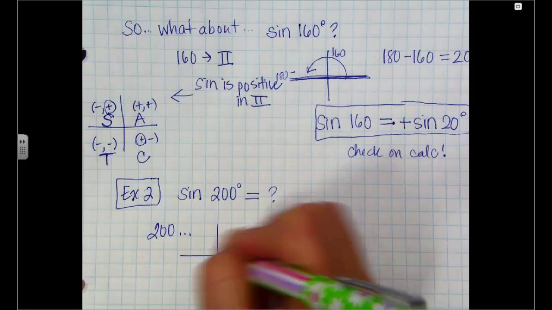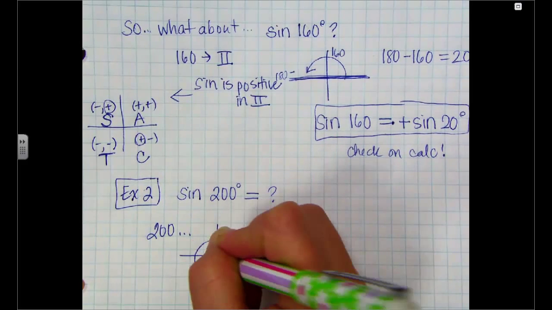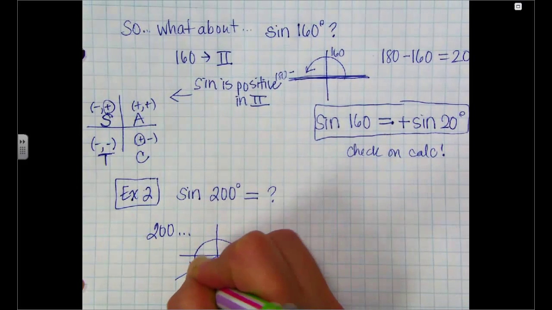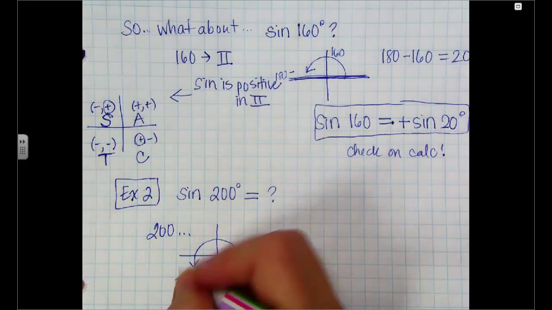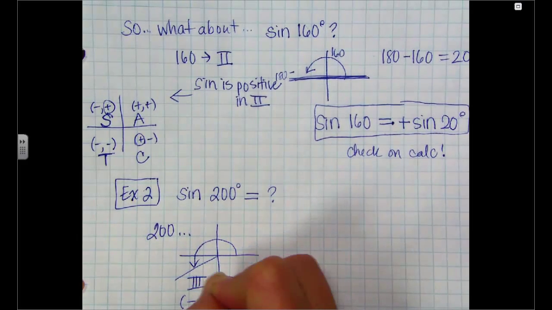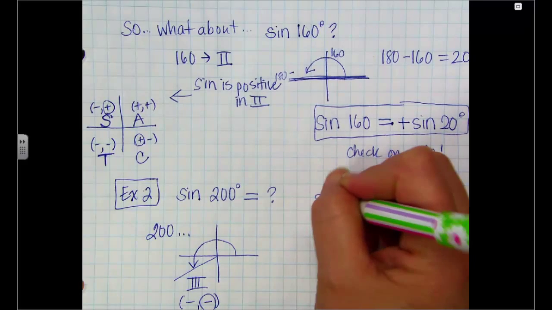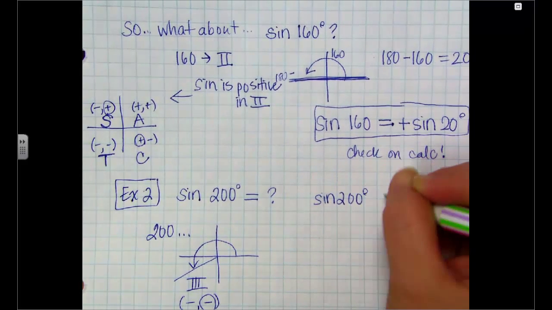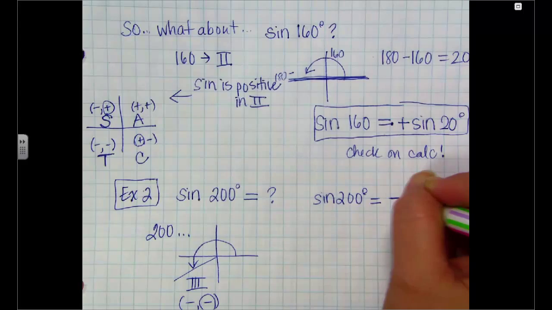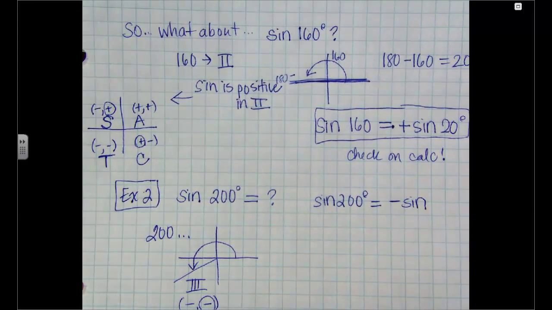Well, 200 degrees is in quadrant 3. And in quadrant 3, sine is negative. So my answer is going to be the negative sine of something. So sine of 200 equals negative sine, and I write that right away so I don't forget it.